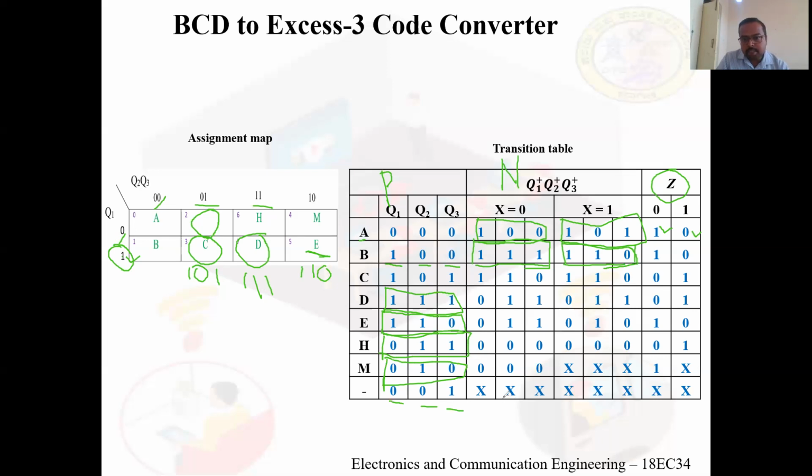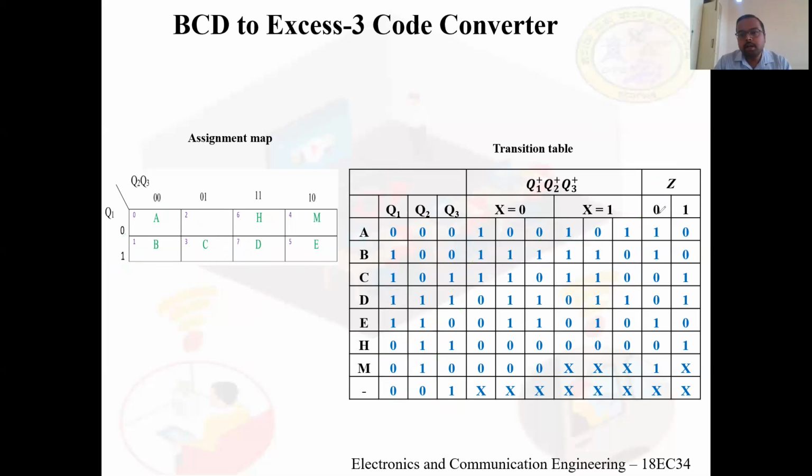This is nothing but don't care terms here. Right? Since you know the value for A to M here, go to the state table and accordingly, wherever you have the next state as H or M or E or D, for respective D value, you substitute as 1, 1. For E, substitute as 1, 1, 0. For H, substitute as 0, 1, 1. Right? Now, this is how you need to come up with a state transition table. Once we have the state transition table, now with the help of K-map, we'll simplify the expressions.